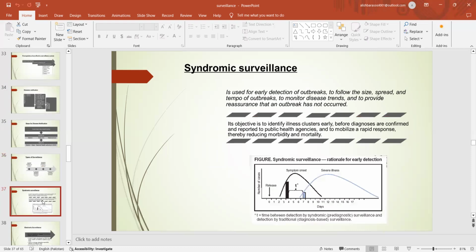Syndromic surveillance is used for early detection of outbreaks, to follow the size, spread, and tempo of outbreaks, to monitor the disease trends, and to provide reassurance that an outbreak has not occurred. Its objective is to identify illness clusters early, before diagnoses are confirmed and reported to the public health agency, and to mobilize a rapid response, thereby reducing morbidity and mortality.